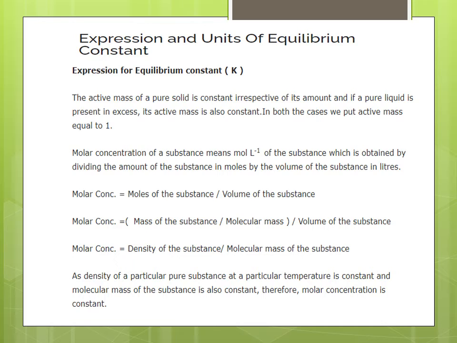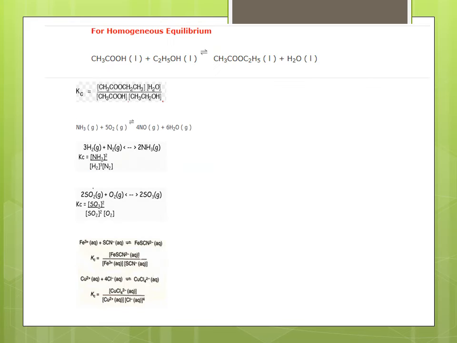Molar concentration is mole per liter. So molar concentration is equal to moles of substance divided by volume of substance. Moles means mass upon molecular mass. Now molar concentration can be written as density of substance divided by molecular mass. As density of a particular pure substance at a particular temperature is constant and molecular mass of the substance is also constant, therefore molar concentration is constant.